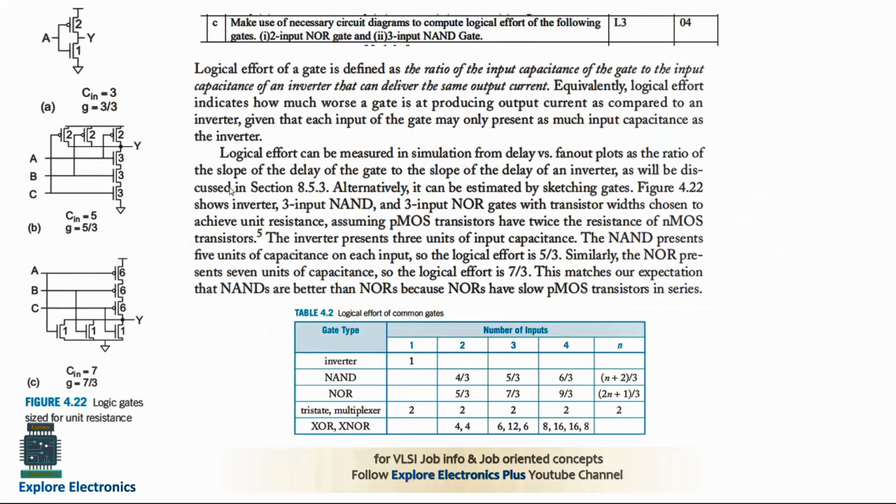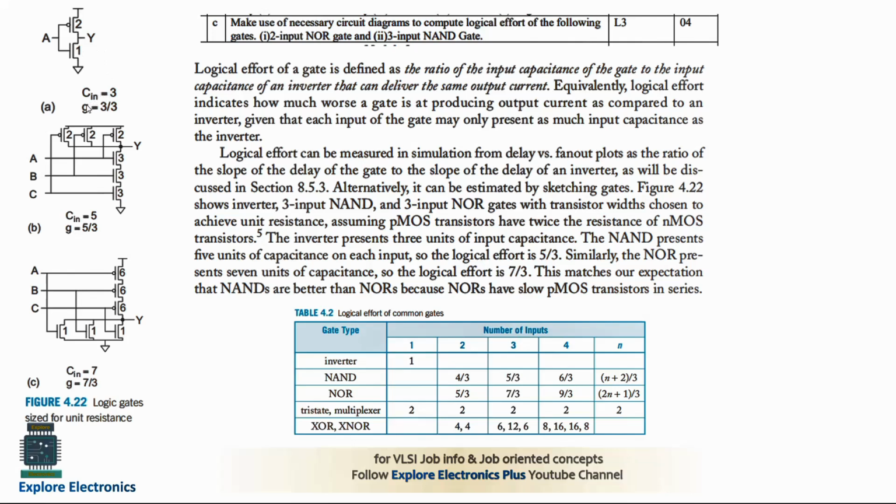Then we have the next question: make use of necessary circuit diagram to compute the logical effort of the following gates. Here 2 input NOR gate need to be explained and 3 input NAND gate need to be explained. In the diagram you can see this is an inverter. We need to take the inverter as reference. Why? Because the logical effort says it is the ratio of input capacitance of the gate to the input capacitance of an inverter that can deliver the same output current. So we need to take the inverter as reference. So better to write the inverter also in your answer.